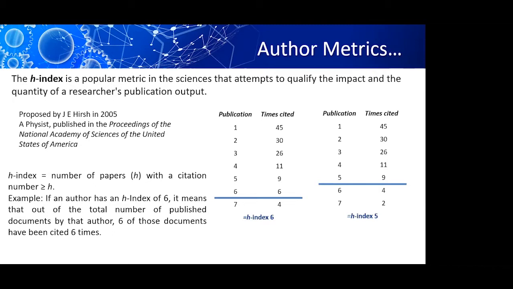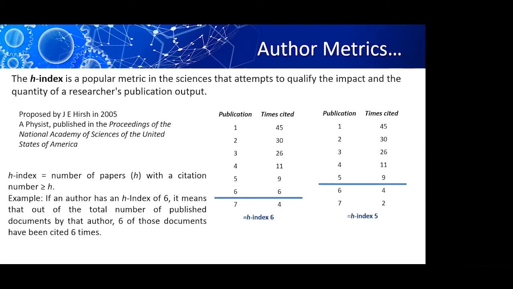Here, the H-index is a popular metric, as I mentioned. This can be used to evaluate the performance of a researcher. This metric was proposed by J.E. Hirsch in the year 2005, a physicist. He published this in the Proceedings of the National Academy of Sciences of the United States of America.